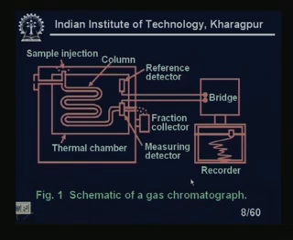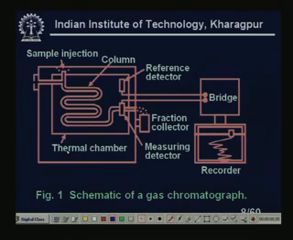Now, this is the schematic of a gas chromatograph. We can see the sample injection systems. We have the columns here, you see the columns are made like this. Then it is going out, and this entire thing is placed in a thermal chamber. These are the thermostatic chambers we have used, and there is a bridge.